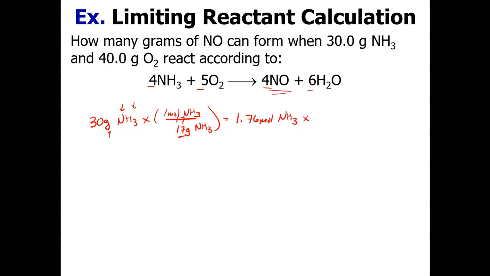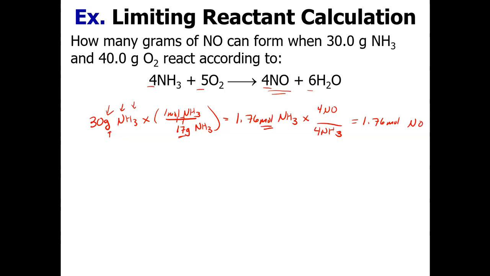Now that this is in moles, remember I cannot ever do comparative analysis with grams. It always has to be through moles. Now that I have moles, I can use my stoichiometry equivalencies for NH3. I know for every 4 NH3, according to this equation, I will get 4 NO out. And so that is going to give me 1.76 moles of NO.